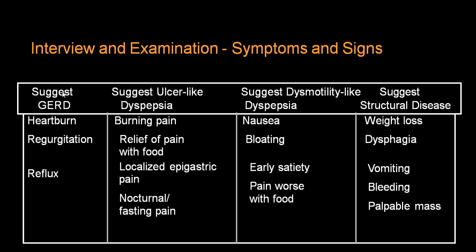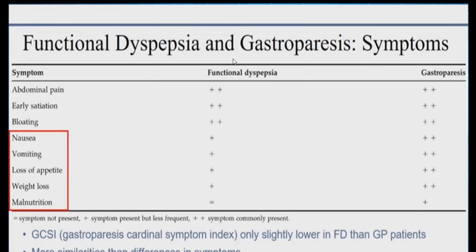always rule out an organic cause. In the same way, for GERD-like symptoms, rule out GERD. And for the other two groups of symptoms, you have to rule out peptic ulcer disease in ulcer-like dyspepsia, and in dysmotility-like dyspepsia, you will have to rule out gastroparesis. So there is a difference between gastroparesis and functional dyspepsia. We will be discussing it again in the gastroparesis group.